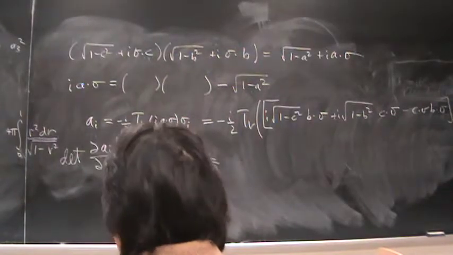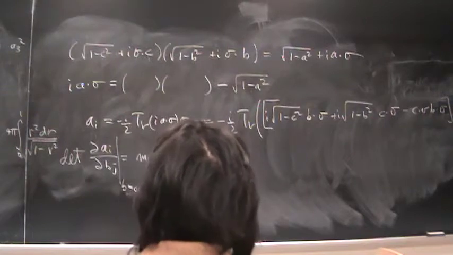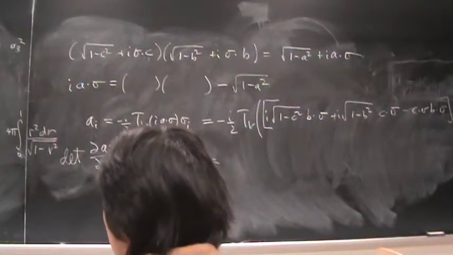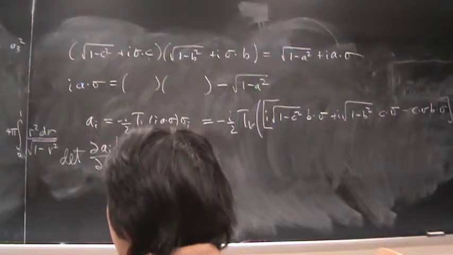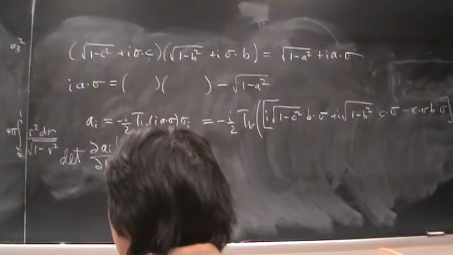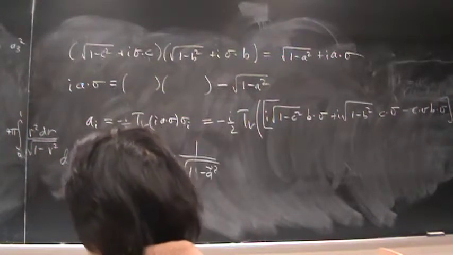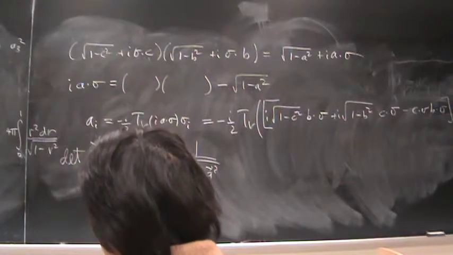Do you say that was basically the Jacobian on the bottom? Yes. Well, a is a three vector here. Right. And c and b are three vectors. So it's the derivative of the three vector a with respect to the three vector b. Yeah, all right.